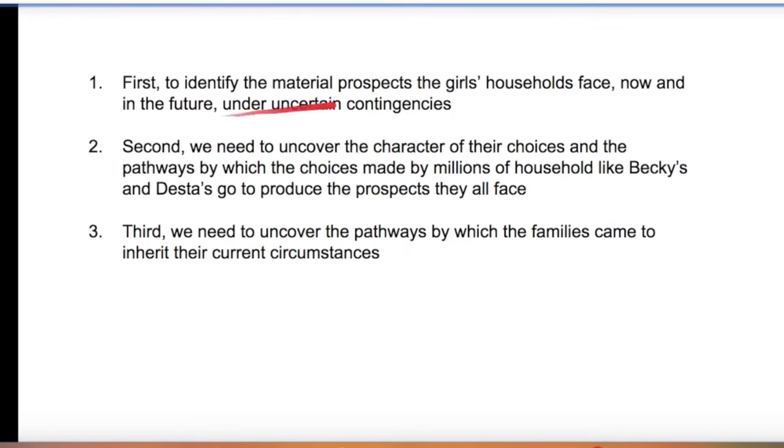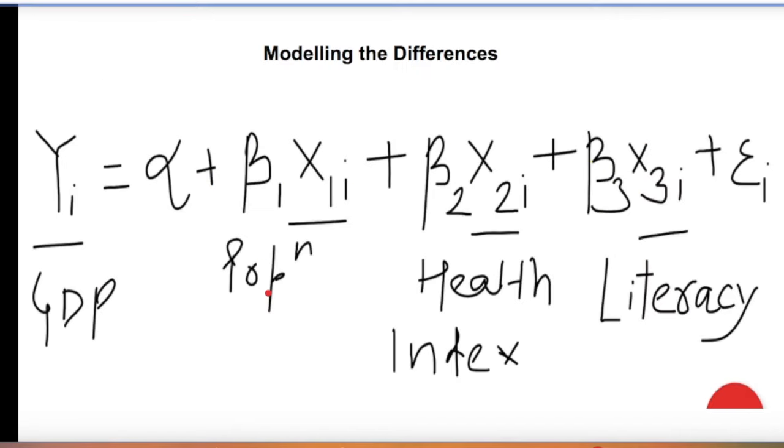Again, we've already discussed this. So let's move ahead and talk about how we actually do this. The first step is to list down the reasons, list down the factors that have probably led to the differences in their lives. Now, as a development economist, how do you actually model these differences?